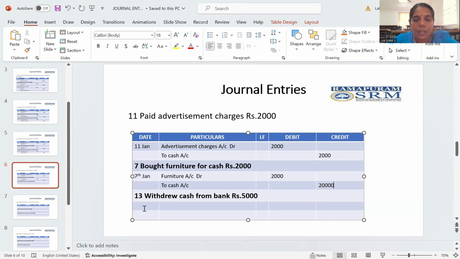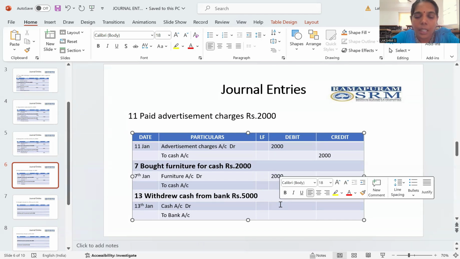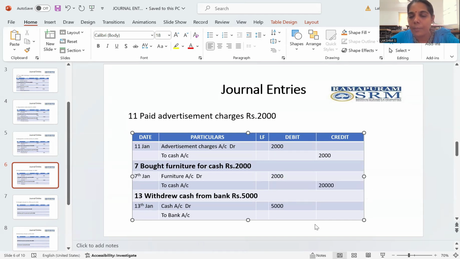On 13th January, withdrew cash from bank. Cash comes into the business, cash account debit. Who is the person there? Then bank is there. Nothing goes out of the business, so we have to write the bank account or name of the bank, 5,000 rupees, being the cash withdrawn from bank.